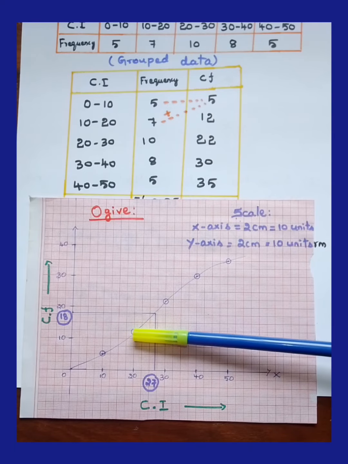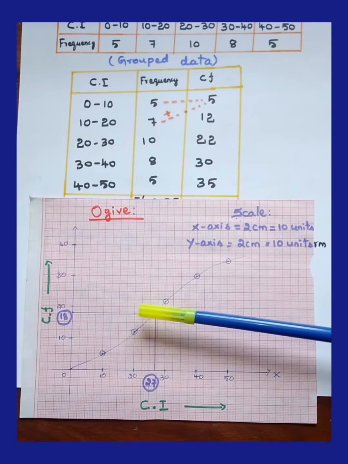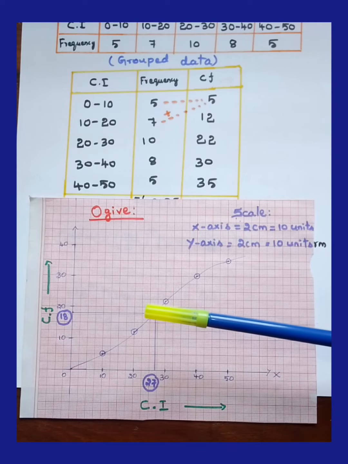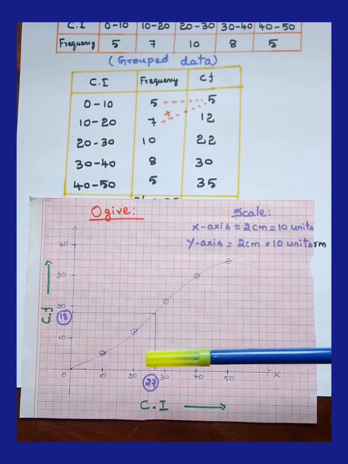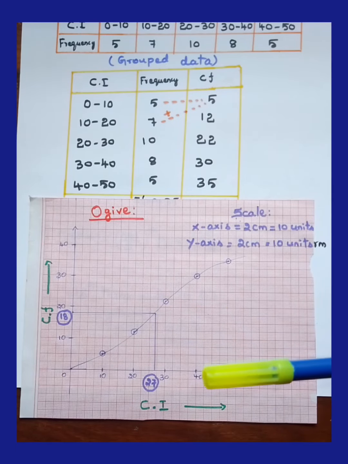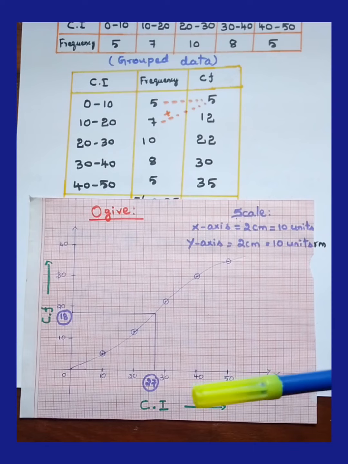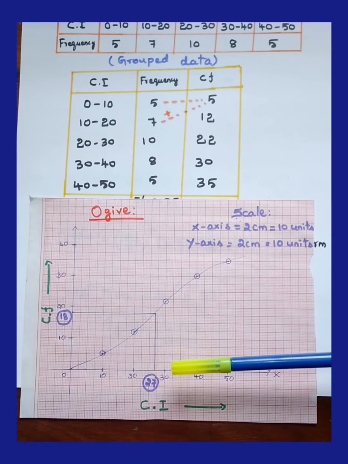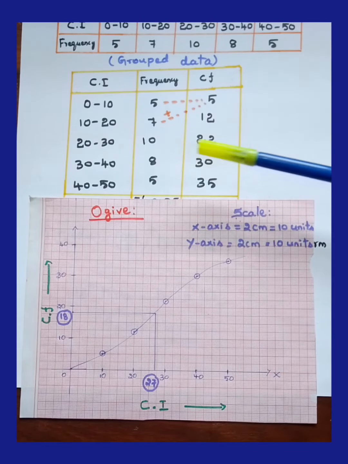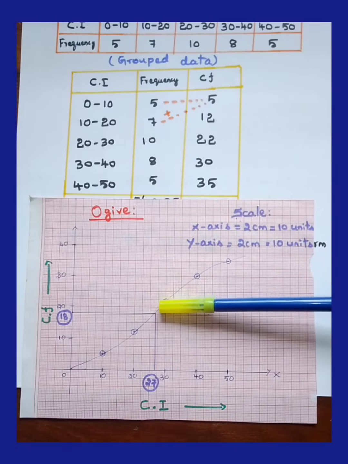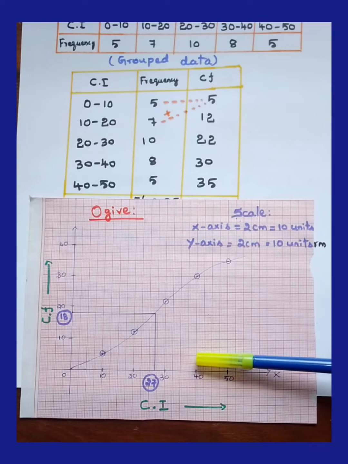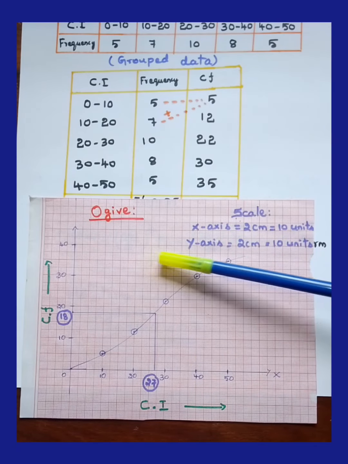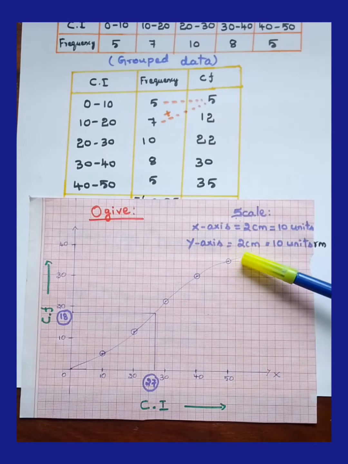So you know how to draw the basic graph. If we complete the required syllabus, then later again I'll take a class on how to mark on the graph. If you require, you can please drop a comment in the comment box. Then you mark for the 20 to 30 class interval, that is 22. 22 is here. Next, followed by 30 to 40, then 40 to 50, we go for 35. You see, 35 is here.